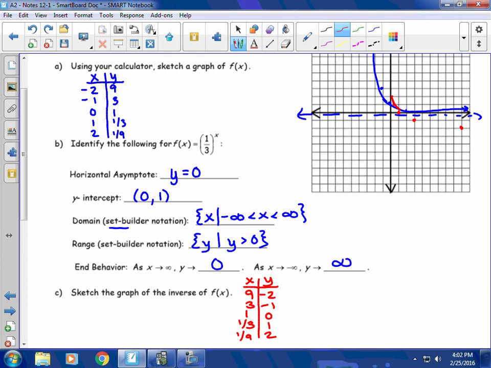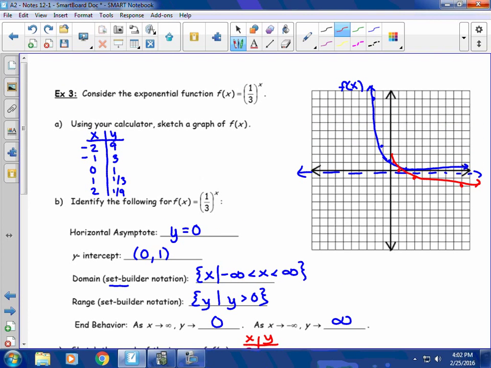So connect those points, see what you got to work with. And remember, like last time, you're going to have a vertical asymptote at x equals 0. Because that y equals 0 asymptote from before, when we switch x and y, it's going to turn into x equals 0. Again, make sure you label which graph is which. So that's f inverse of x.